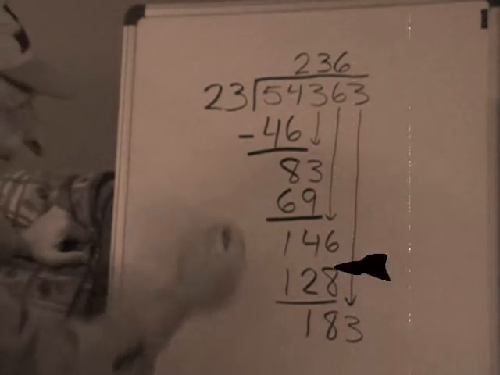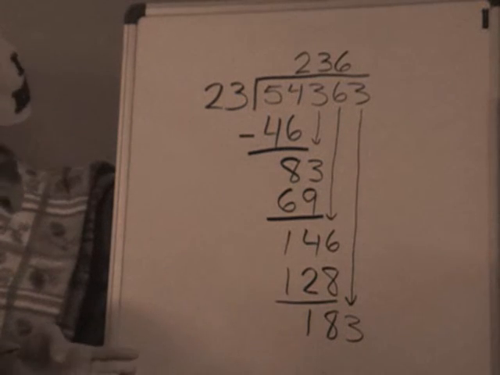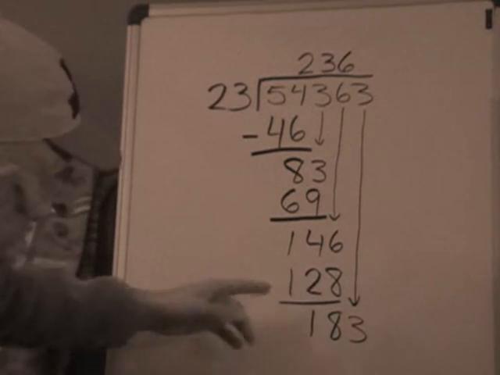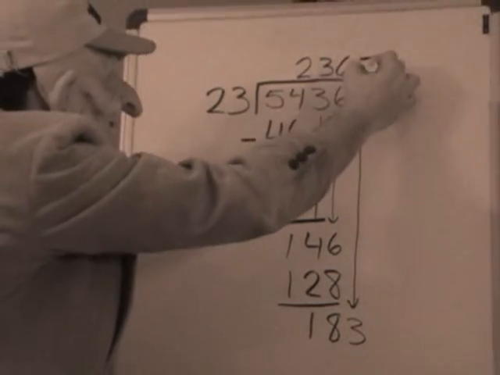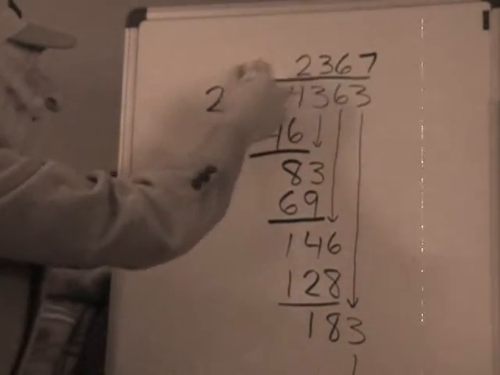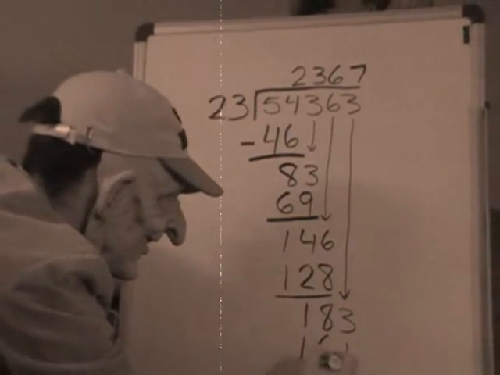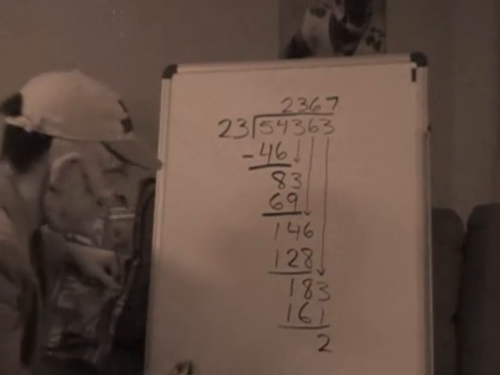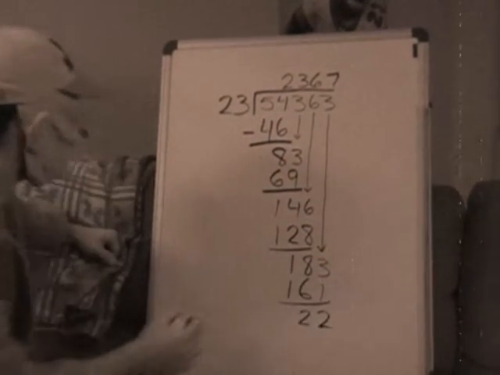Alright, let's bring down this 3. And how many times does 23 go into 183? Let's see, that's a 1, 2, 3, 4, 5, 6 to get us to there. And let's see, 7. Let's try 7. 7 times 3 is 21. 7 times 2 is 14. Plus 2, 16. Alright, I'm going to subtract here. 3 minus 1 is 2. And 8 minus 6 is 2. And we're just 1 shy.